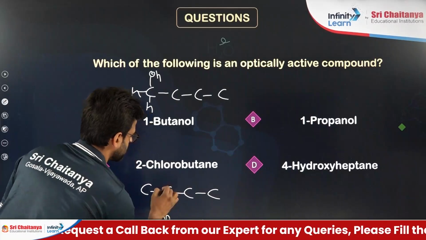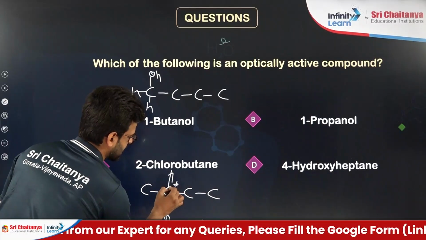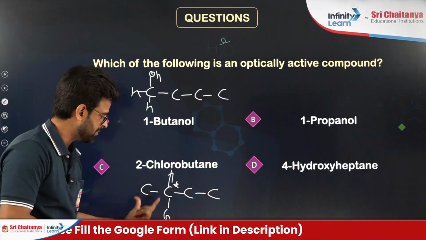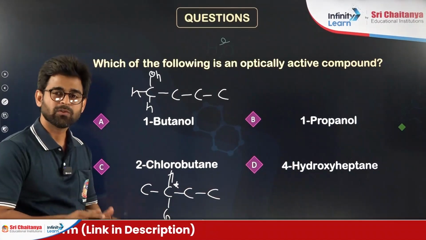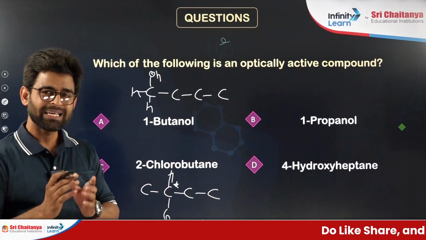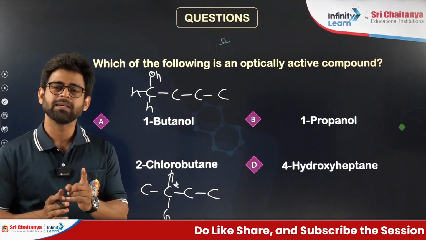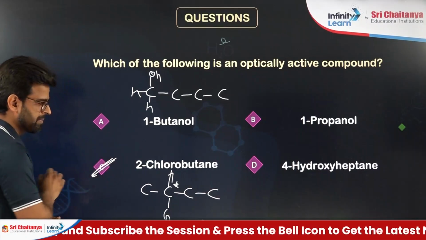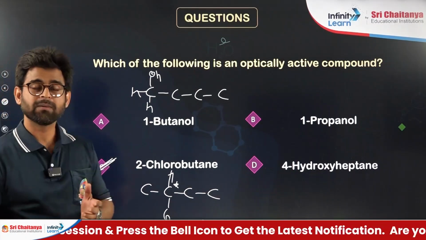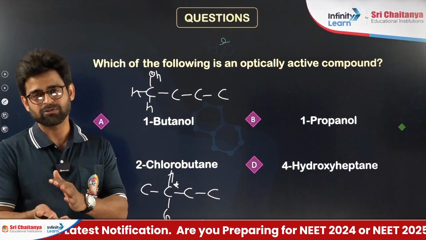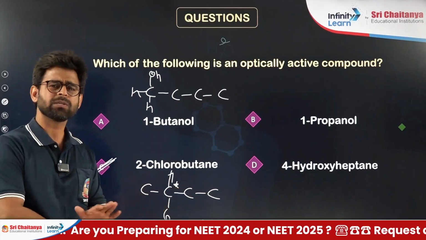Okay. But if you see here, we are having 2-chlorobutane. So this carbon is chiral. Why? Because this contains ethyl, methyl, hydrogen, chlorine. So we have 4 different groups on this carbon. That's why it is chiral. And a compound with 1 chiral carbon is always optically active. So we will choose this one. Clear? If there are 2 chiral carbons, 3 chiral carbons, then we have to check whether it has a plane of symmetry or not. But here there is no need to check, right?